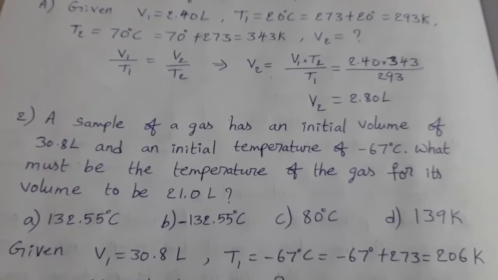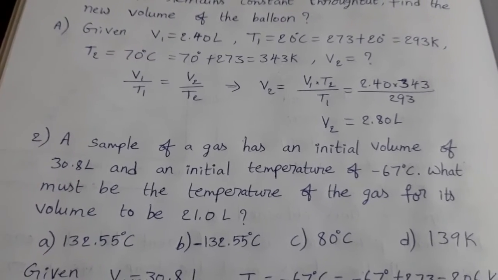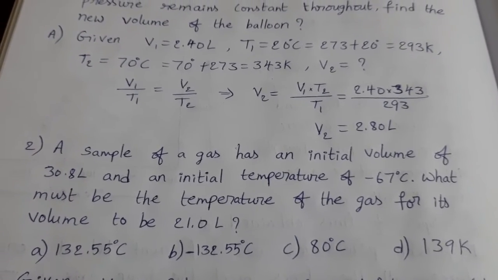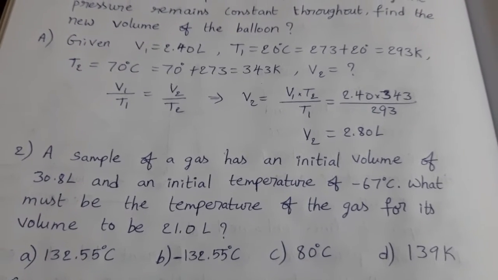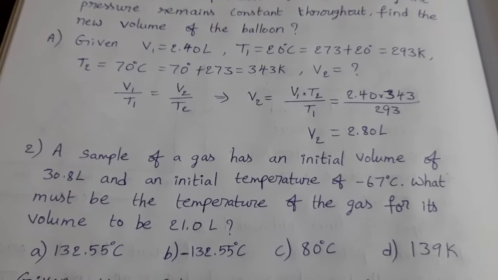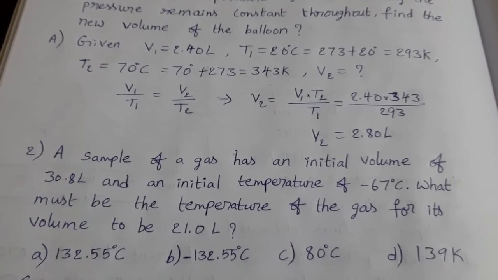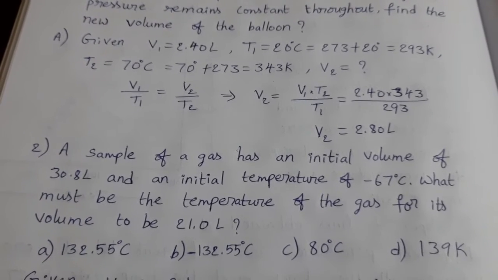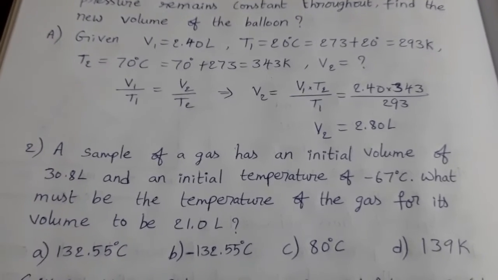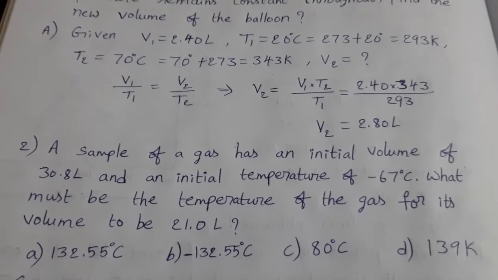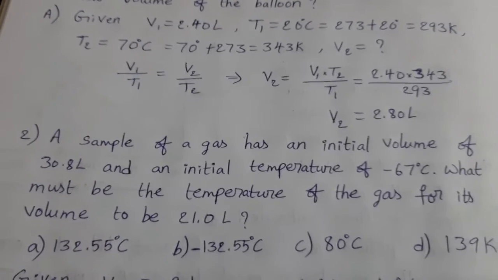Next, a sample of a gas has an initial volume of 30.80 liters and an initial temperature of minus 67 degrees Celsius. Observe carefully, it is negative temperature, minus 67 degrees Celsius. What must be the temperature of the gas for its volume to be 21.0 liters? So here also temperature, volume, these two parameters are given. It is also related to Charles law.